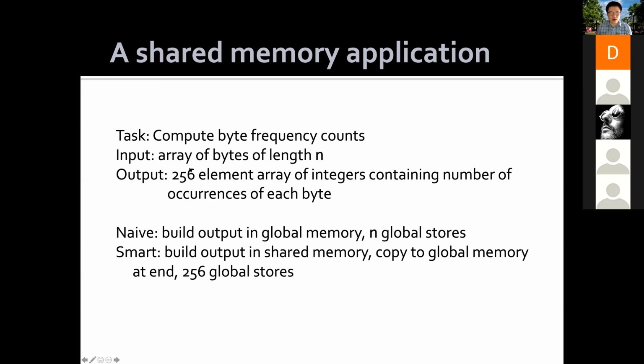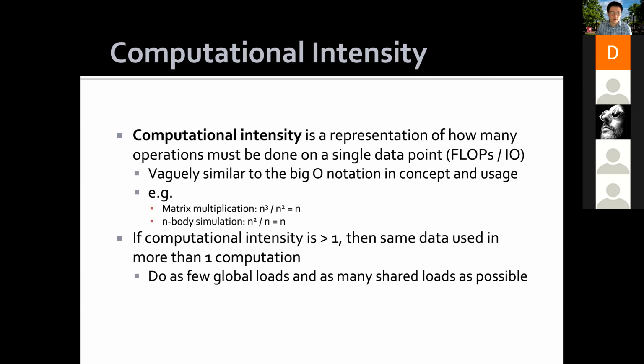Here, if you count the byte, we have a 256 element array, right? How can we count the frequency? The original naive version is that you build the output in global memory. You have n global stores. But the smarter idea is you build the output in shared memory and copy the data to global memory at the end, and you only have 256 global stores. I think maybe there is no code here, right?